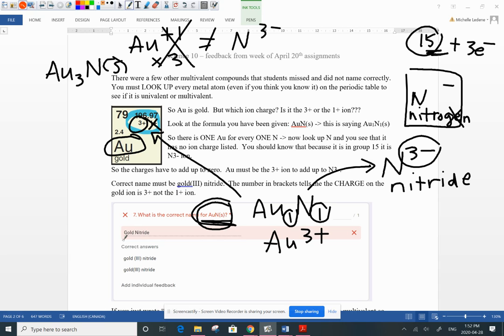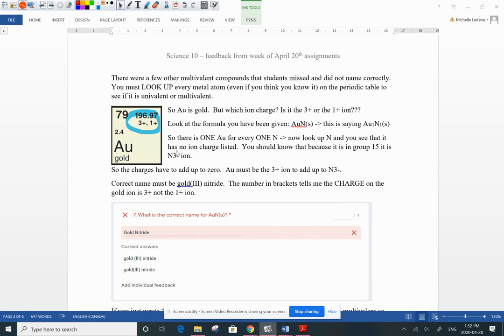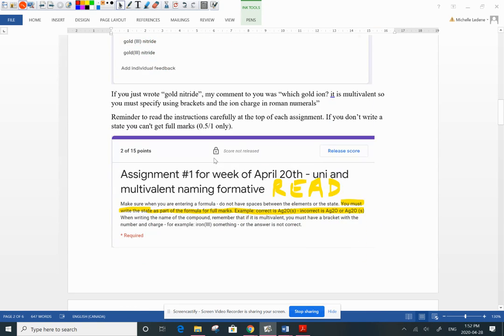So you cannot just write gold nitride. You got to tell me which gold it is. And that's why you write in brackets gold. Which gold was it? Well, it was the 3 plus ion. So we write gold bracket 3, and then the nonmetal with the new ending of his name, nitride, because every nonmetal gets an ide ending. Okay, so there is how we do our multivalents, and make sure that we're writing our number in brackets.